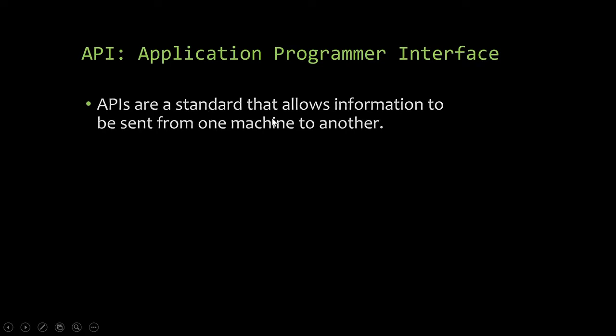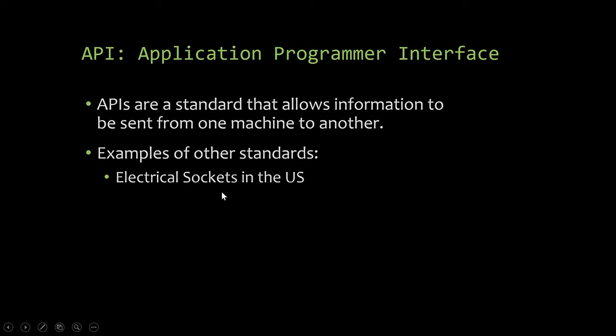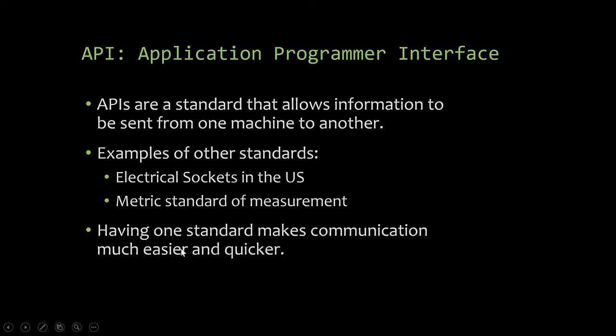So if we want to think about it, APIs are a standard that allows information to be sent from one machine to another. And again, just to kind of reiterate this idea of a standard. Other examples of standards that we have are electrical sockets in the US, or, for example, the metric standard. If you were going to be measuring length in expo markers and centimeters, that's going to be kind of a weird way if you're trying to talk to somebody about how tall the Eiffel Tower is, and you say it's about 1,000 expo markers, and then the other person says it's about 300 meters. You guys are going to have a very different idea of what you're talking about. So again, it's just a way for us to make our communication much easier and quicker.